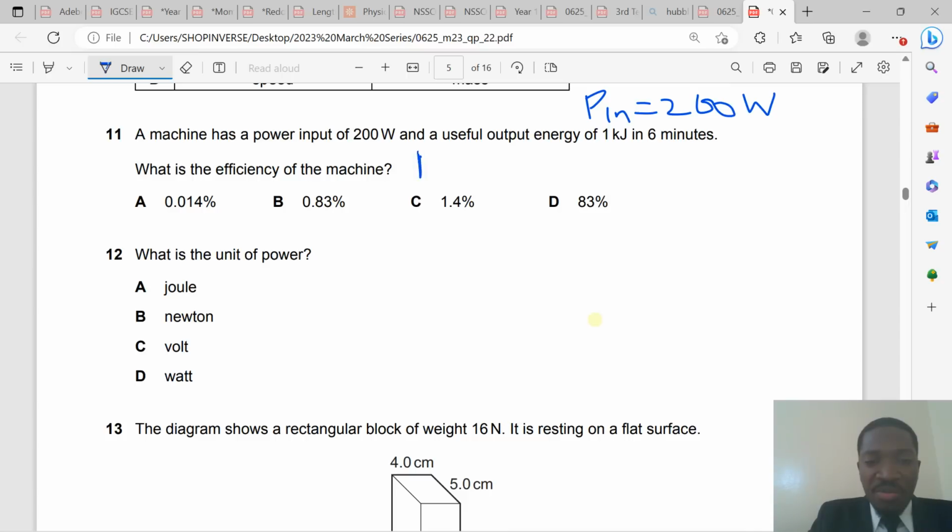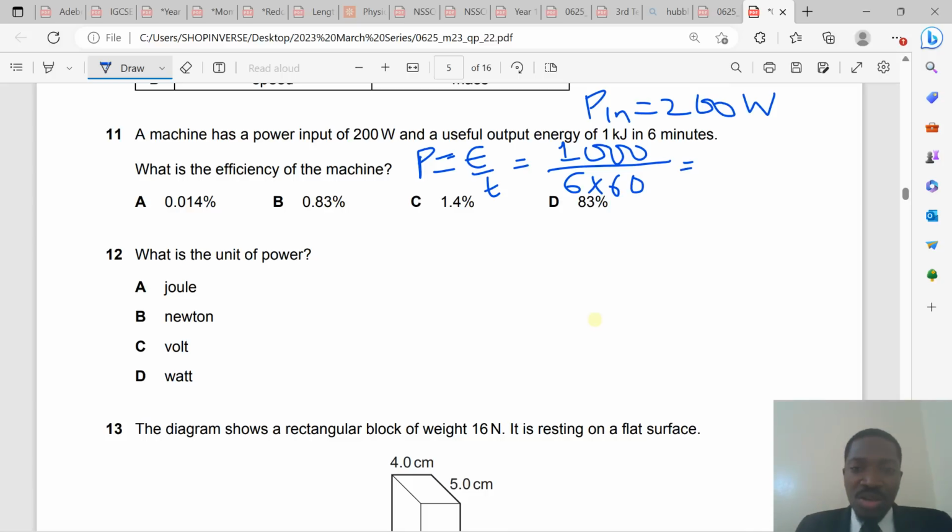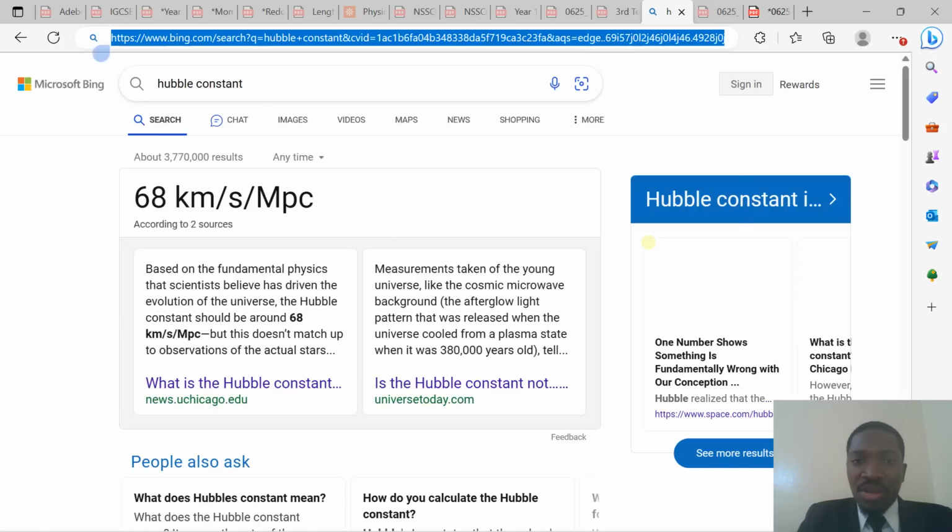And do not forget that the formula for power is change in energy per unit time. Power is the rate of dissipation of energy, okay? Our energy is 1 kilojoule. 1 kilojoule is 1000 joules, right? Good. And 6 minutes will be 6 times 60 seconds. We have to convert this 6 minutes to seconds. That's why I multiplied the 6 by 60. So that's how I got my time in seconds. 6 times 60 gives us 360. So I'll divide 1000 by 360 and see what I'll get.